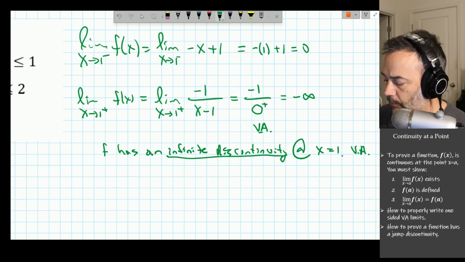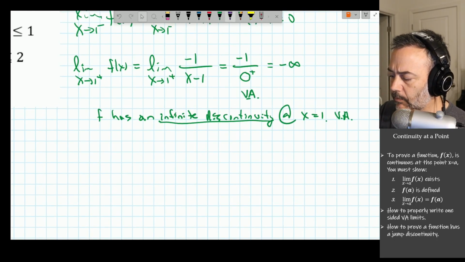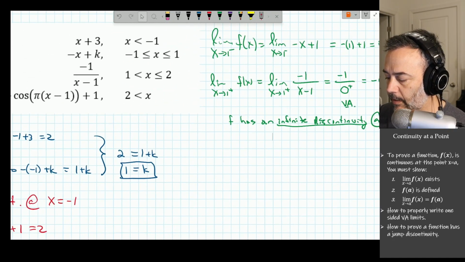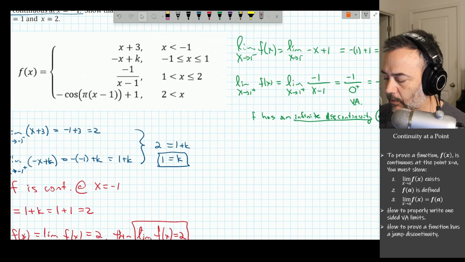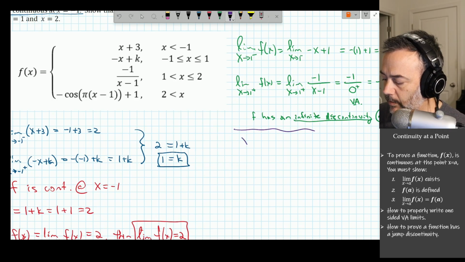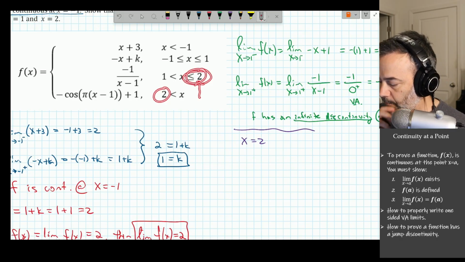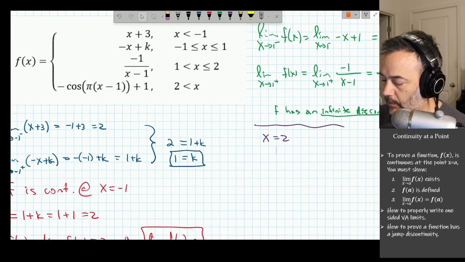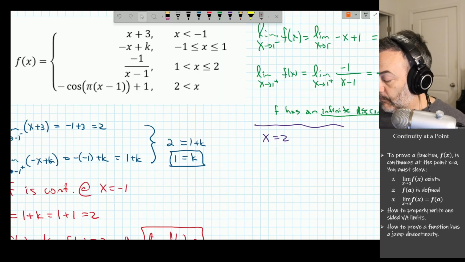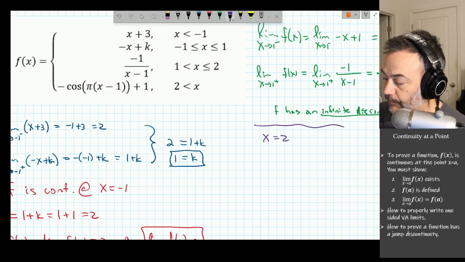Okay. All right. Last one. I'll work in purple. We're going to look at what happens at x equals 2. Now at x equals 2, we are here and here. I can see that x equals 2 is in the domain. So let's do the left and right limits.